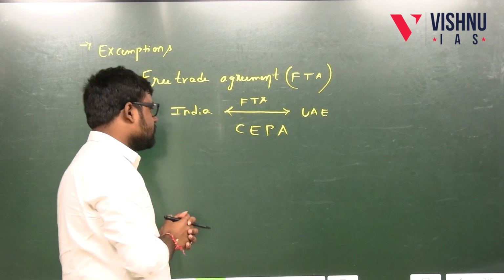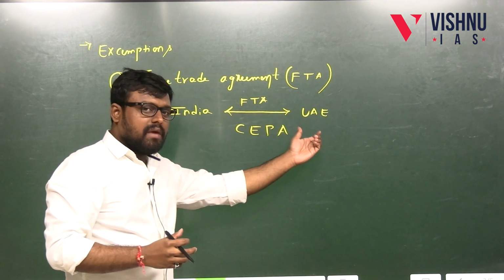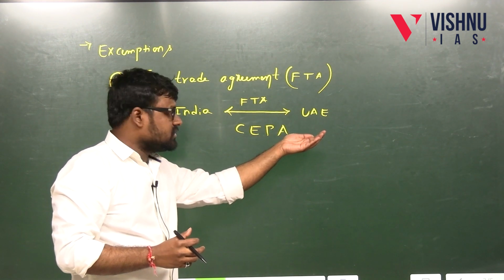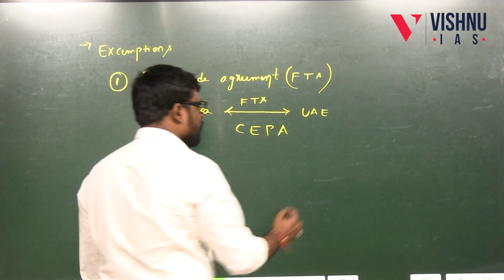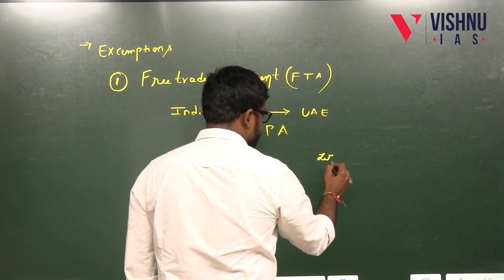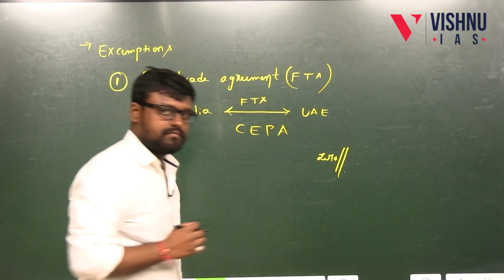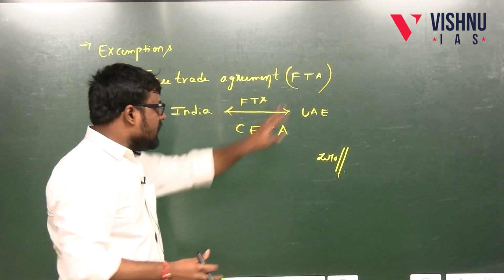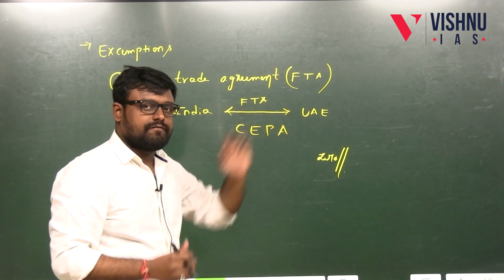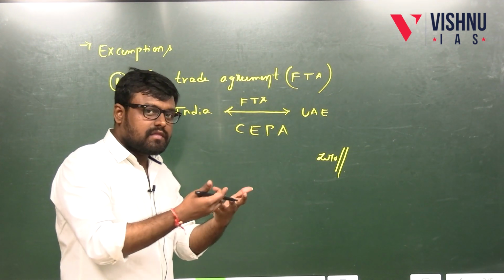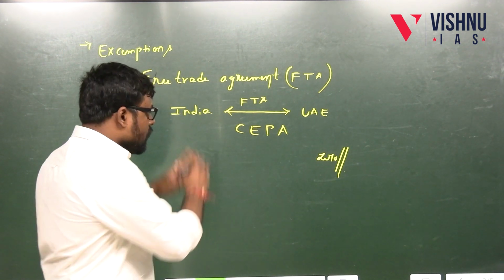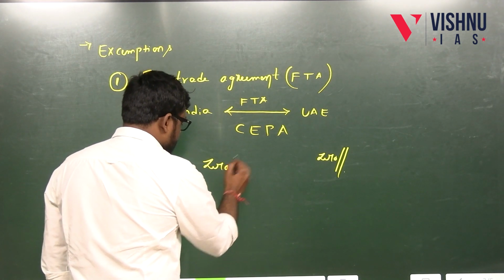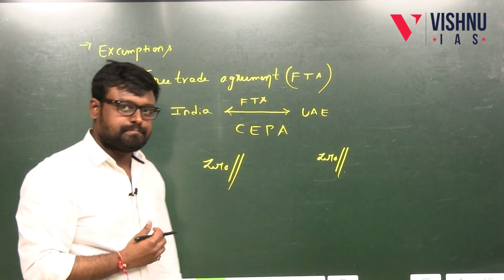What is the type of advantage? See, India is importing many goods from the UAE. So earlier there was an import duty on those goods, but under this agreement, the import duty is going to be zero or very little import duty for some goods. Similarly, UAE is importing many goods from India. So earlier there were certain import duties. Now under this agreement, the import duty on those goods will be zero or very, very little.